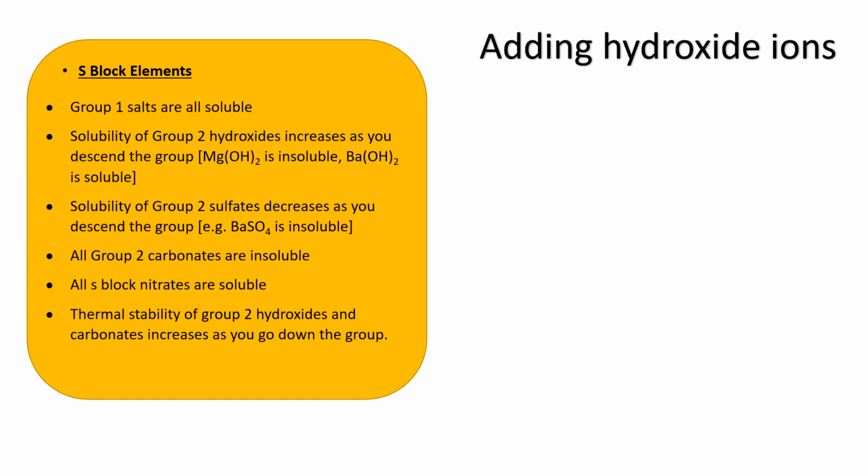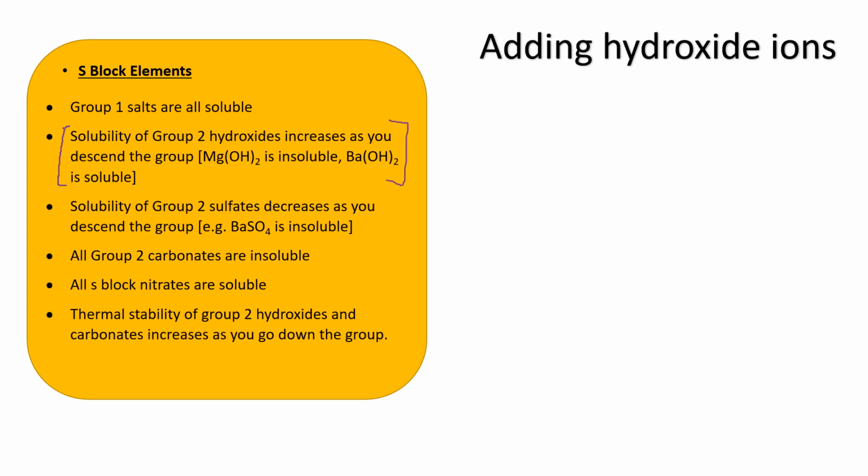The next rule I want to focus on is this rule here, and that's the idea that the solubility of the group 2 hydroxides increases as you descend the group. So magnesium hydroxide is insoluble, barium hydroxide would be soluble.